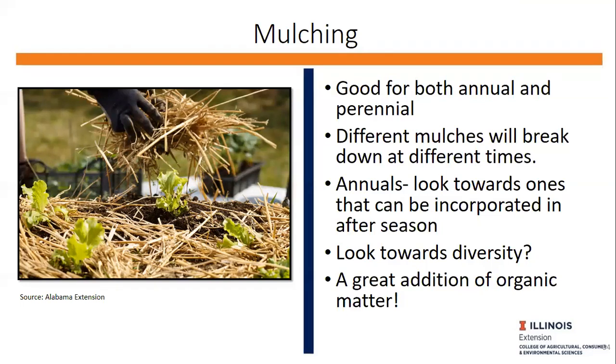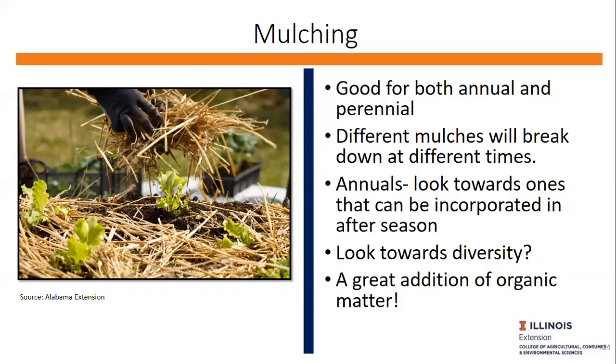You may also look towards leaf litter as a great mulch, as well as even grass clippings, although be mindful if your grass is treated, because there could be some issues where those compounds break down in your vegetable garden. It will depend greatly on what you're growing as far as what mulch opportunities are out there for you. But if on an annual system, I would look towards ones that can be incorporated in after that season.